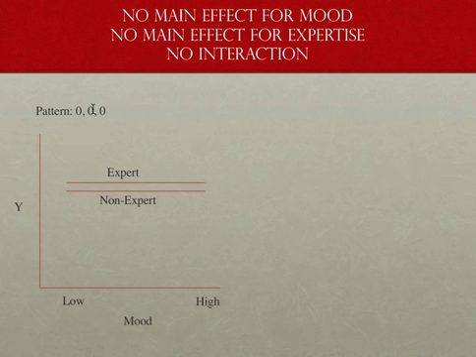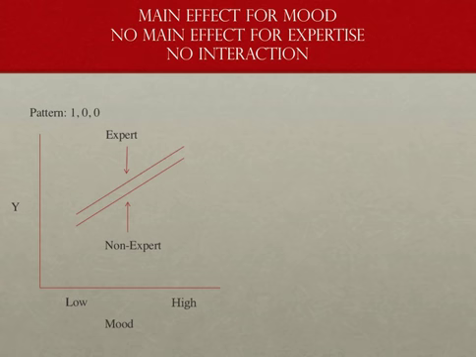There's no main effect for mood, no main effect for expertise, no interaction effect. Now, the two lines here, I showed them to be different, but assume that they are equal. Like statistically speaking, these two lines are the same. Okay, so if you look at low mood, the mean is here. High mood, the mean is here. So there is no main effect for mood. There is no main effect for expertise. Why? Because the two lines are equal. They're the same. And then there is no interaction because those two previous statements hold true independently of the levels of the other factor. Let's go on to the next one.